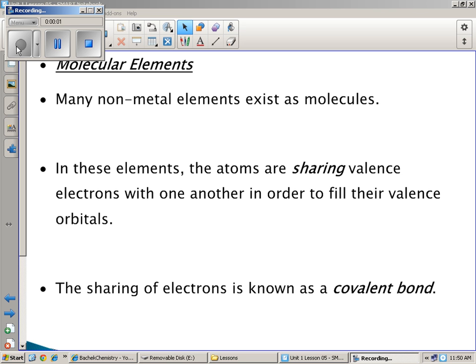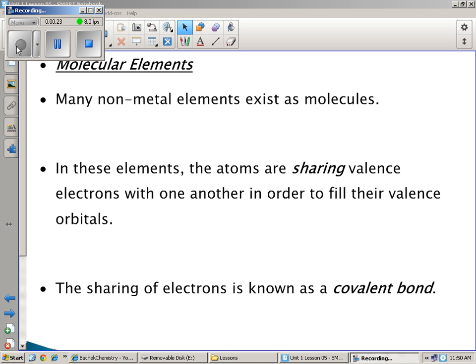Molecular elements, before we talk about molecular compounds. Hopefully we'll get this all done today. Many non-metal elements exist as molecules, meaning there's more than one atom joined together. Things like iodine, I2, H2, N2, O2, F2, Cl2, Br2, and so on, and P4, S8, yes?